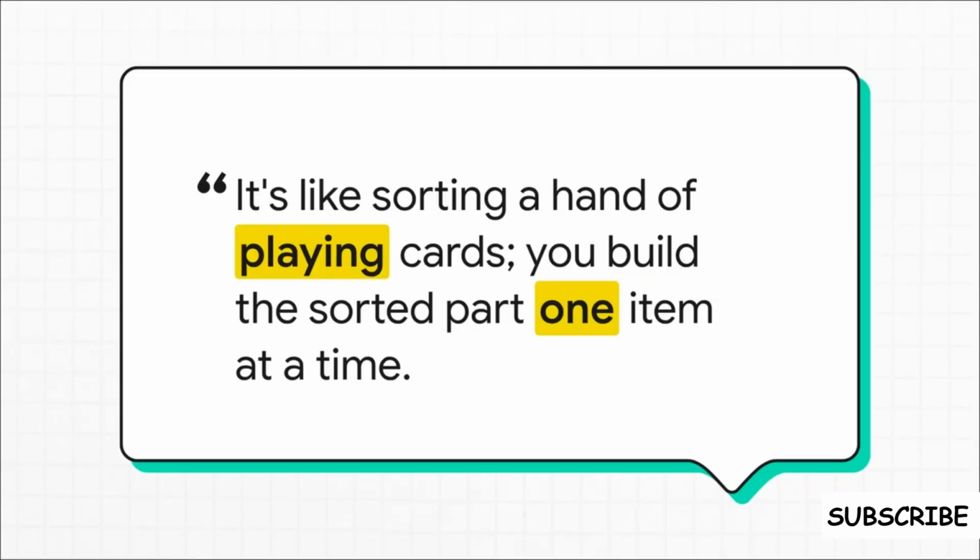Yeah, and another one of these intuitive sorts is insertion sort. This quote absolutely nails it. It's just like sorting a hand of playing cards. You build up your sorted section one card or one item at a time. You just grab the next unsorted item, look through the part you've already sorted, and slide it into the right place. It's a way better approach than bubble sort, especially for smaller lists.